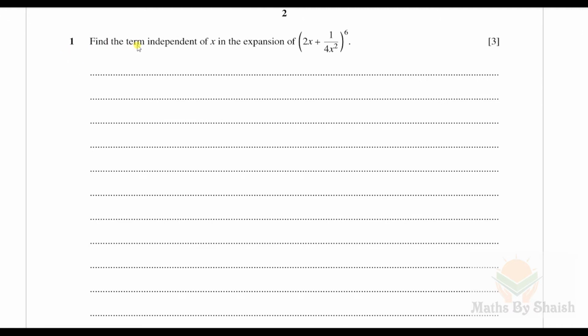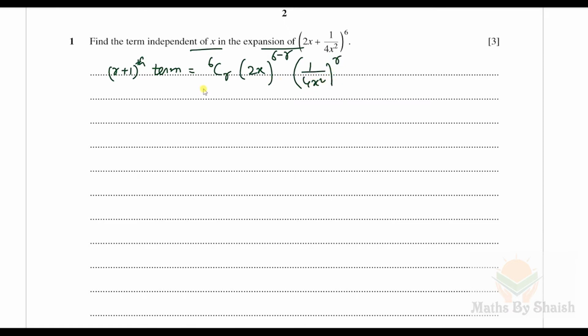Find the term independent of x in the expansion of this. Term independent of x means the x power should be 0, and we know in any general term we can find any general term here, that is, let's say the r plus 1th term. The r plus 1th term here is going to be nCr, that is 6Cr, and the first term is 2x to the power 6 minus r, and the second term is (1 upon 4x square) to the power r.